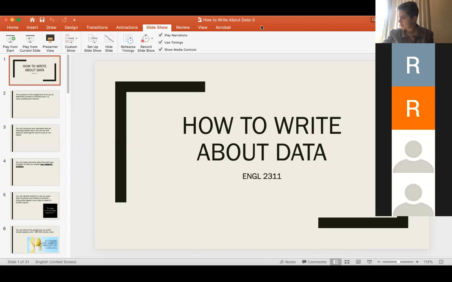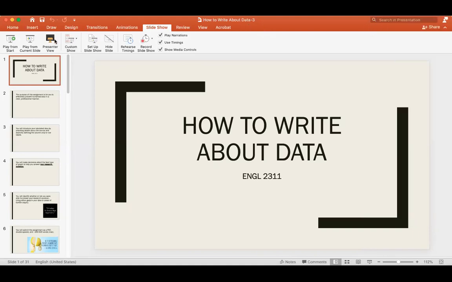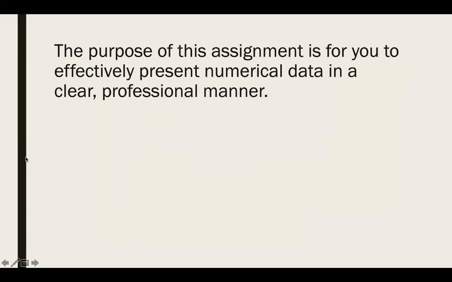I'm just making note. Okay, so with that, writing about data. To review the purpose of the assignment, in theory I should have done this last week after our data exercise, and obviously I didn't get to it. There's a lot of recap in here of things I've already told you. They were supposed to go together, but review is probably good. The purpose of the assignment is for you to present numerical data in a clear and professional manner.